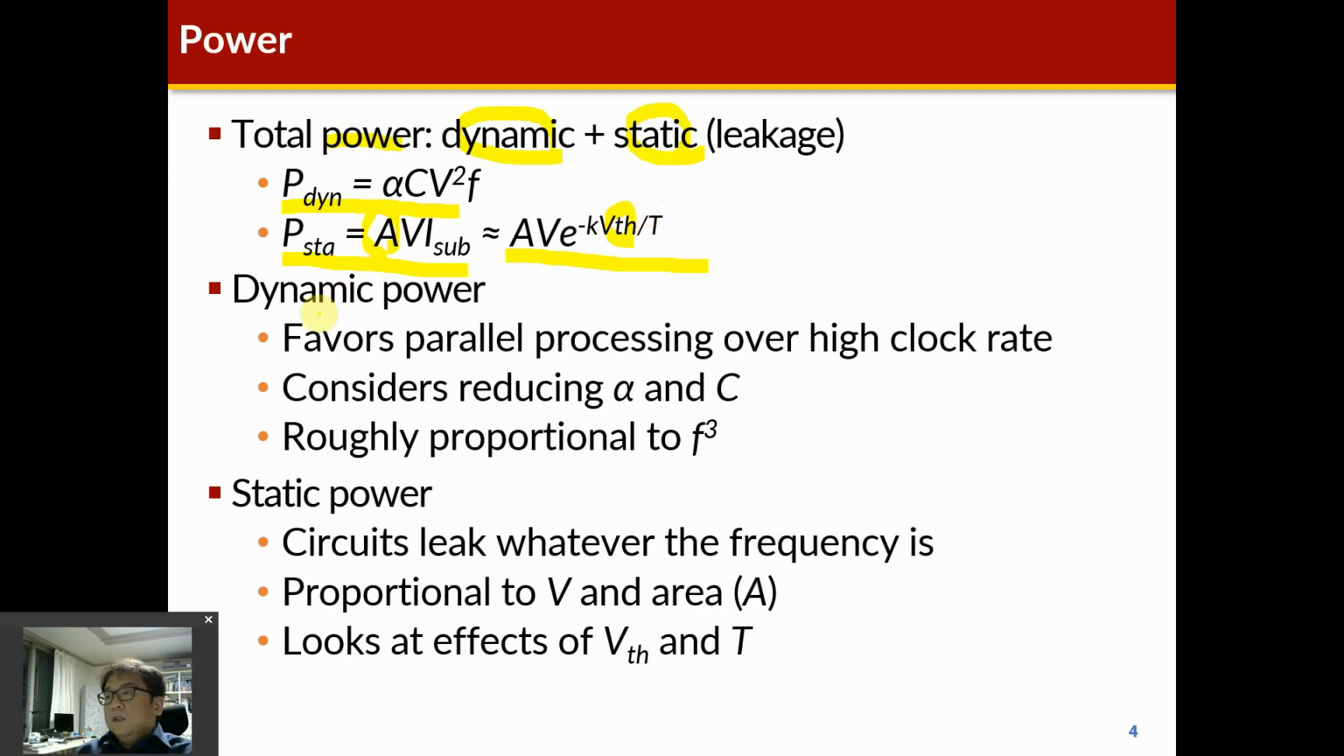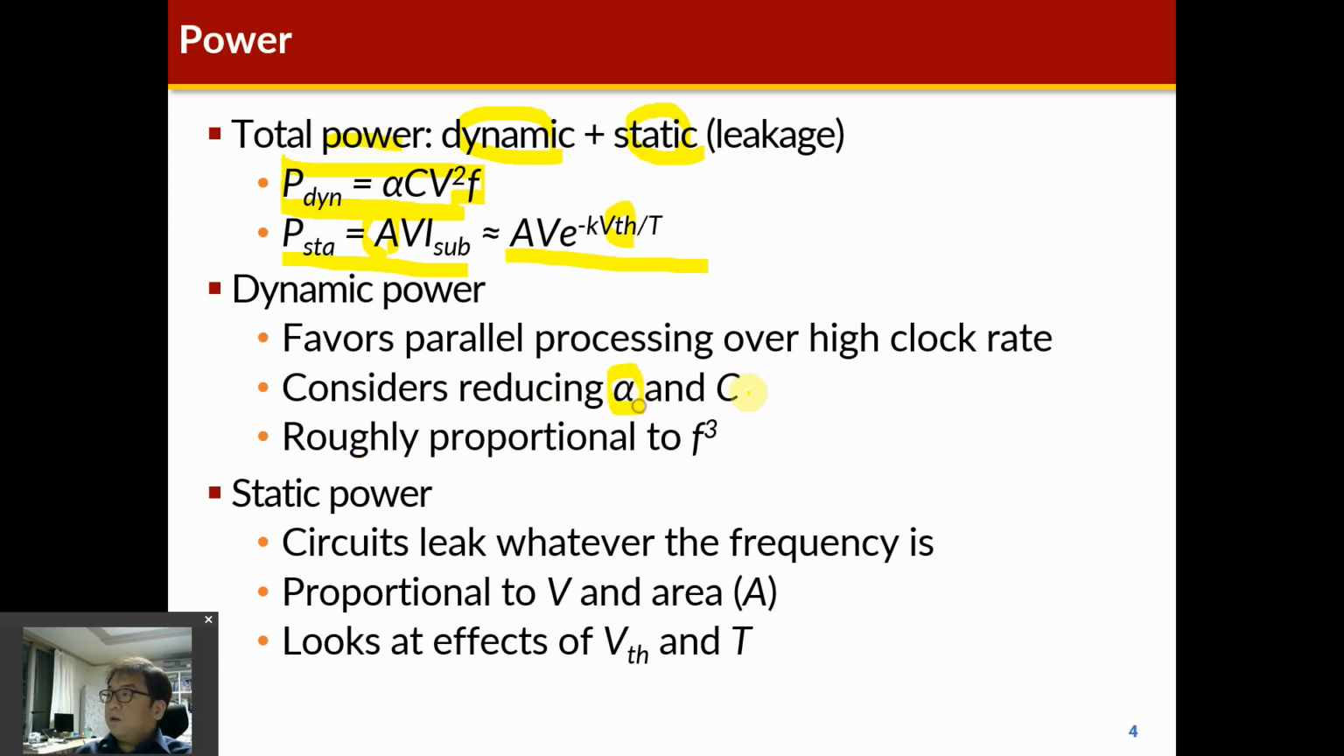Okay, and then this is the equation of the dynamic power. So if we see this equation, then we can know some source of dynamic power dissipation in the computer chip. So what is the source of the dynamic power dissipation?